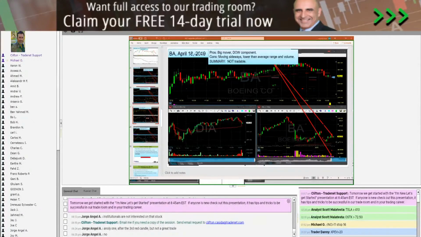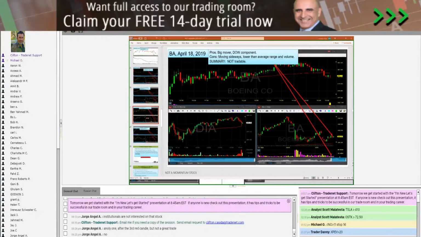Or for example, Boeing April 18. If you look at the daily chart, if you look at the intraday chart, you see what looks to be a dodgy day. How many people today pointed me to trades in stocks that look dodgy? I hope that some of you guys that pointed me to trades on stocks that look dodgy on the daily chart are now taking this class.